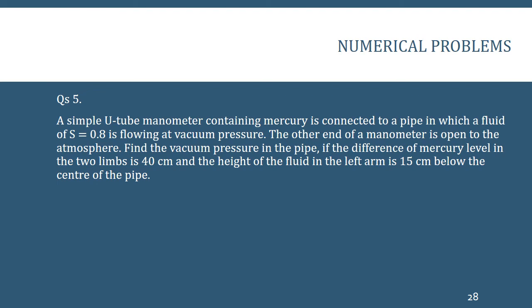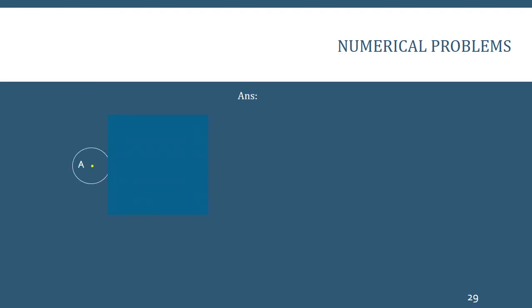So using these details, we can construct the manometer. If you want to do it on your own, you can pause the video, construct the manometer, and then check your answer. So we have a manometer and we know that it's having vacuum pressure, and that is why I have drawn the free surface of mercury below the center line of the pipe. According to the information given, S is equal to 0.8, which means the density is 800 kilogram per meter cube.